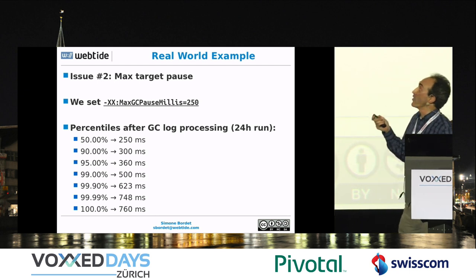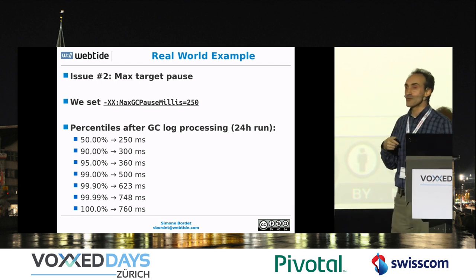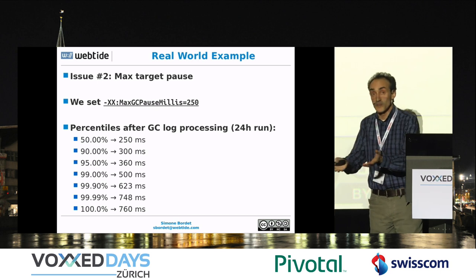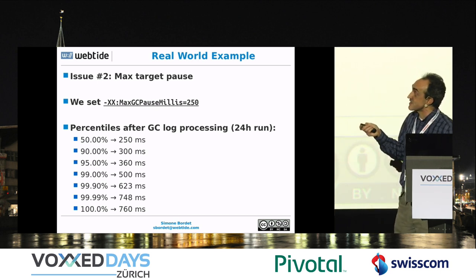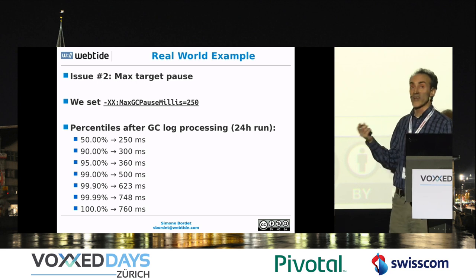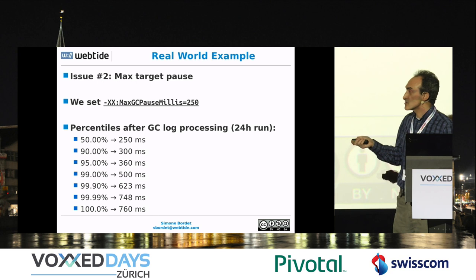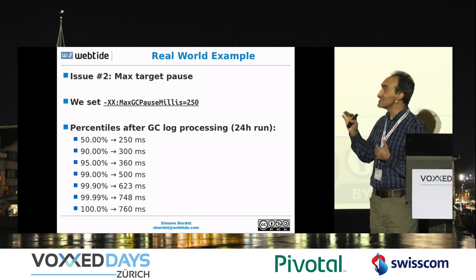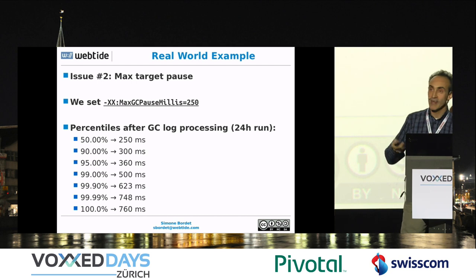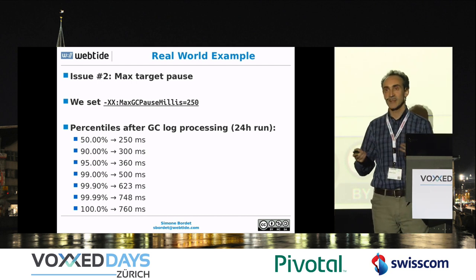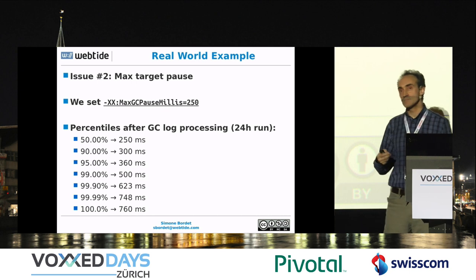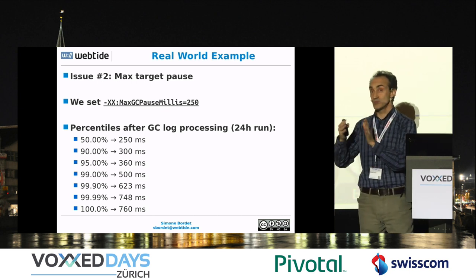The second issue is the target pause. We said, okay, let's go with 250. Then we collected a 24-hour run, and ran the percentiles on how long the pauses really were. It turned out that only 50% of the pauses were less than or equal to 250 milliseconds. The other 50% of pauses were greater than that, up to the 100th percentile, which was three times that. So G1 tries to respect the max GC pause. In our particular case, this was the result that we got. Your mileage may vary, your application may be different, but still, treat that not as a maximum but more as a median. Know that you're going to be around there rather than that it's the maximum.